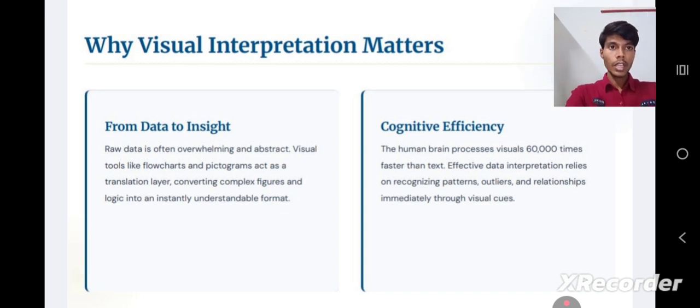Cognitive efficiency. The human brain processes visuals 60,000 times faster than text. Effective data interpretation relies on recognizing patterns, outliers, and relationships immediately through visual cues.